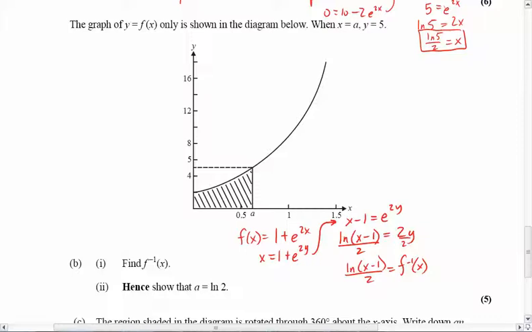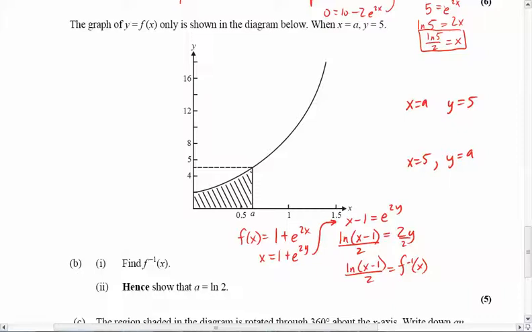Now it says, hence, show that a equals natural log of 2. All right, well, before it said when x is a, y is 5. So if before x equals a, y equals 5, now that means that we should be able to switch those, right? So for the new equation, when x equals 5, y should be equal to a. And so what we're going to do is plug that in, and we will see what happens. So let's put those into our new function.